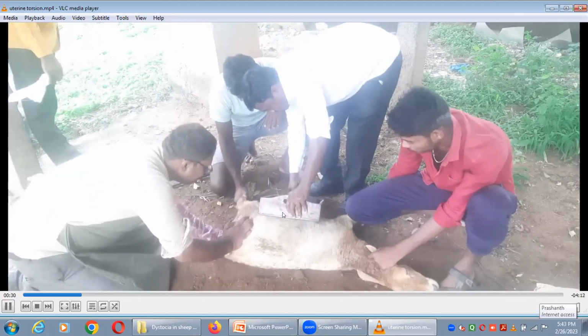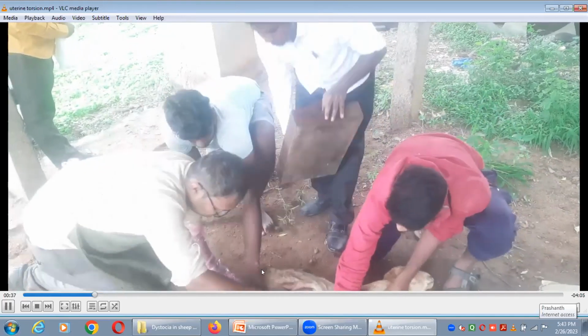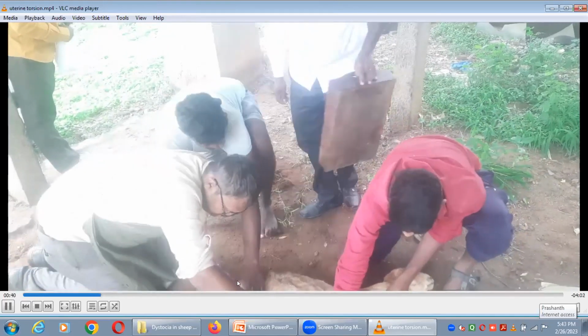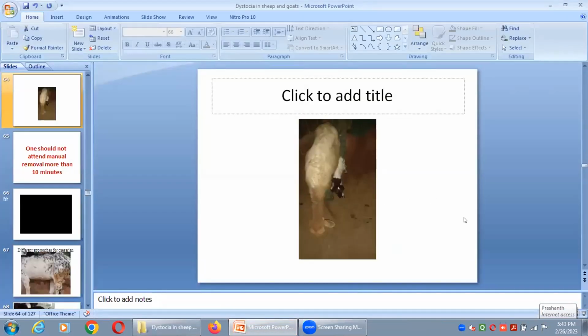After that, one person should put pressure from here, and another person should pull it to the other side of the body. After this procedure, we can check whether the torsion is cleared or not. If we pass our hand, we can easily identify whether the torsion is corrected. In this animal, I corrected the torsion, but the cervix was not dilated completely.